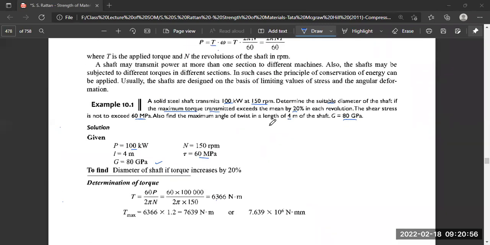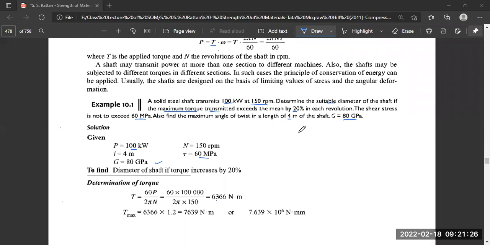Max is what is given here. You see that here the maximum torque transmitted exceeds by 20% in each revolution, which means due to certain other practical phenomena in the surroundings, the maximum torque is supposed to increase. So it is given how much it can increase. So you have to use that increase in terms of your revolution in order to know the right dimensions. Okay? It is given in your problem, so you have to follow it.